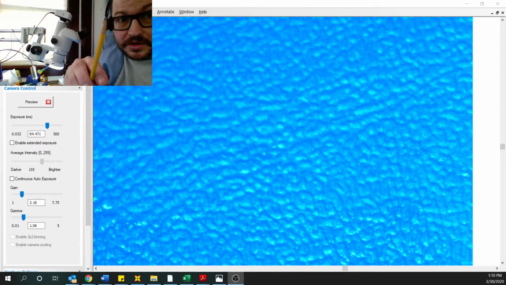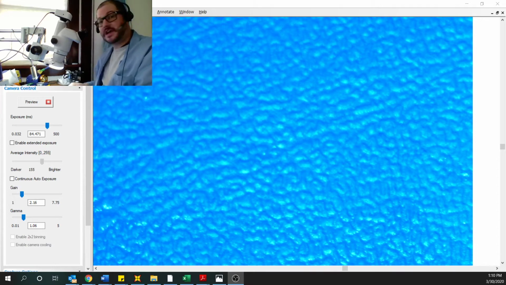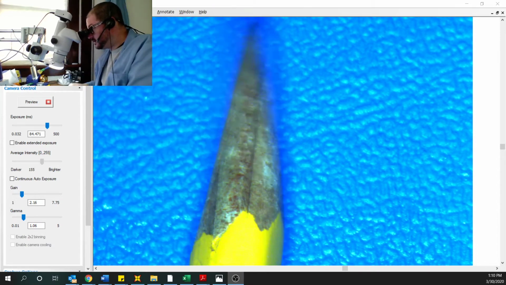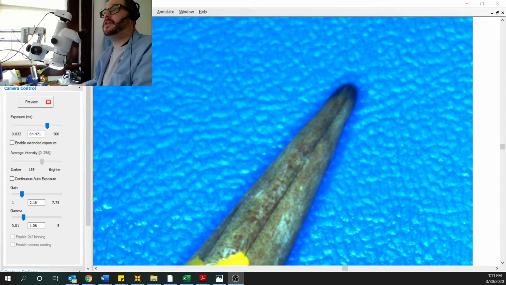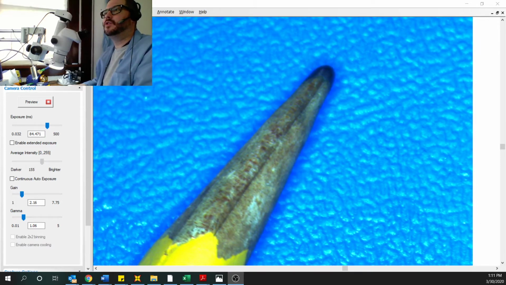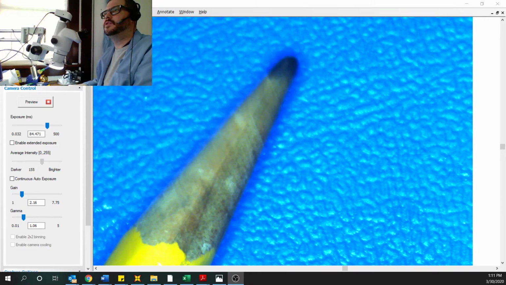Let's turn the pencil around and take a look at the part that we actually write with when we normally use a pencil. So let's take a look at this under here. Whoa. Look at that. That is a thing. Look at how grainy that is, huh? That is pretty cool.